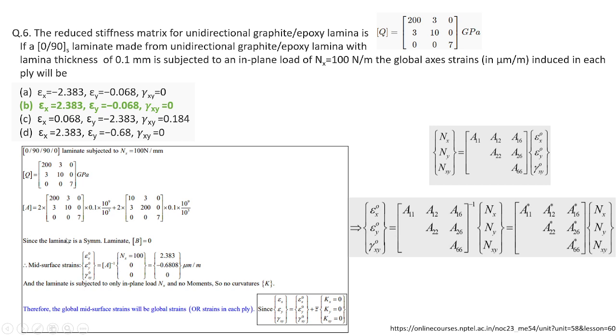Now, the laminate is symmetric, therefore the B matrix will be equal to 0. So we will find the mid surface strain equation like this. As I showed before also, we can find the mid surface strains as the A matrix inverse times the in-plane load values. Only Nx is given, so we will take the others as 0, and we already got the A matrix. We will take the inverse of that, and we can get the mid surface strain values of the global axis.